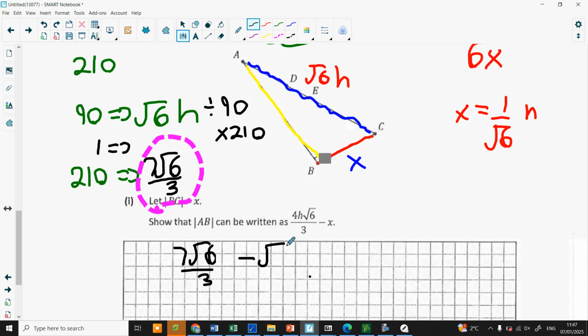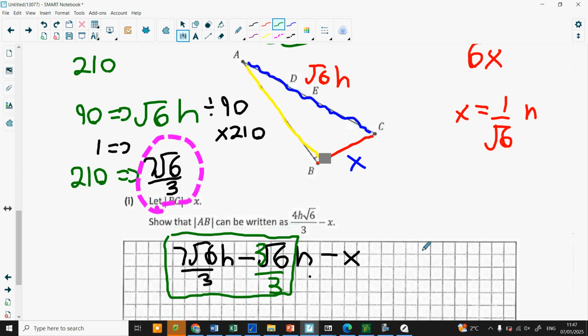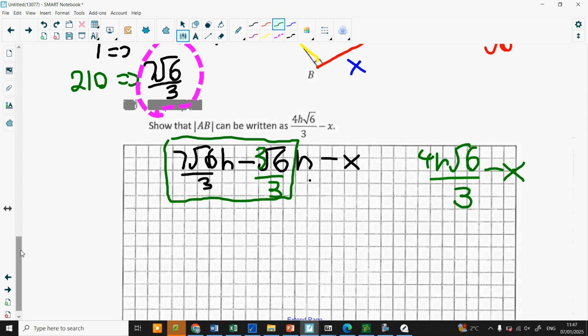Okay, and you take away root 6, and then take away your x. So in your calculator now, I just need 7 root 6 over 3, take away root 6 over 3. Actually, common denominator, we have it. 4H root 6 over 3, take away x. Got it? Very difficult.